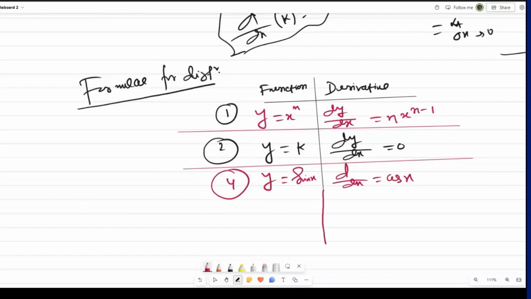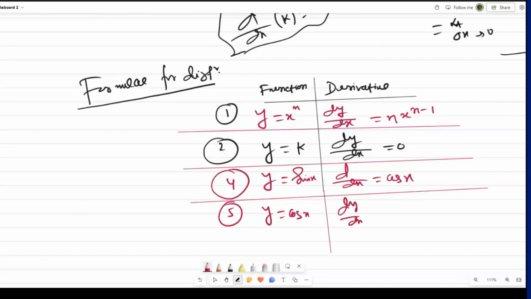We are going to do the next one, that is cos x. Don't derive it. In physics, never derive. But the question can give you something like x plus 1 by x minus 1 or something like that. That is important. So dy by dx is minus sine x.